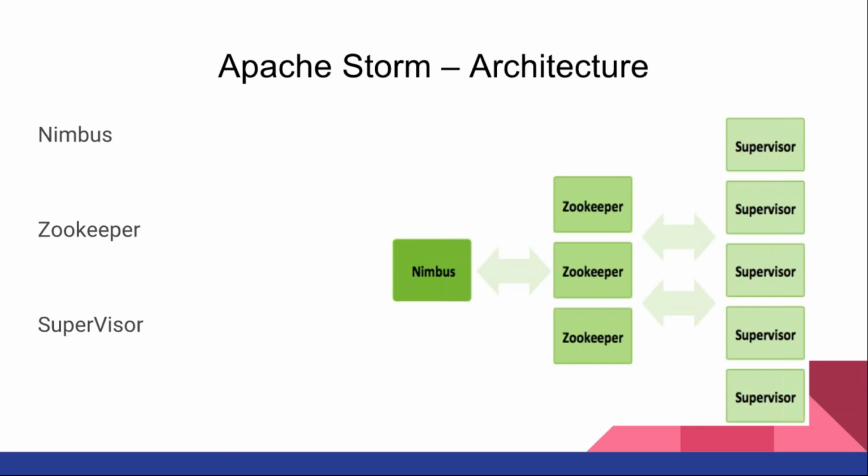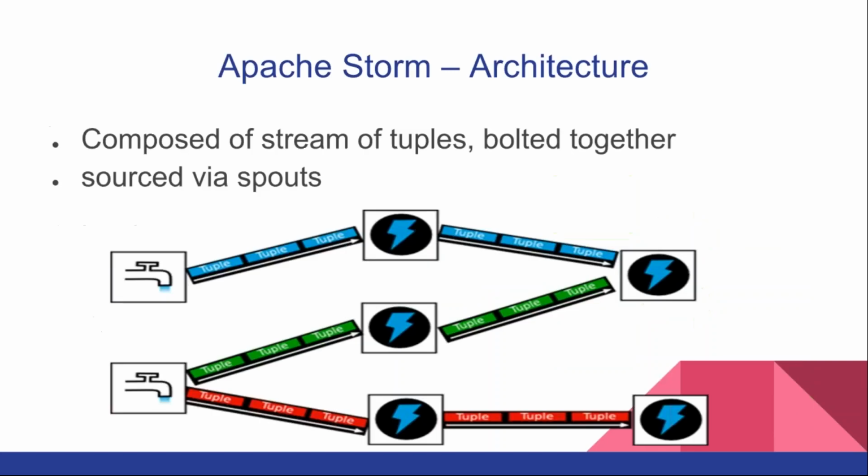Similarly, in Storm we have a Nimbus node, which is a master node, and we have supervisor nodes. They perform the jobs, finish them, and give an acknowledgement back to Nimbus. And in between we make use of Zookeeper. Zookeeper does nothing but provide coordination services between Nimbus and the supervisors. Hope you got that architecture.